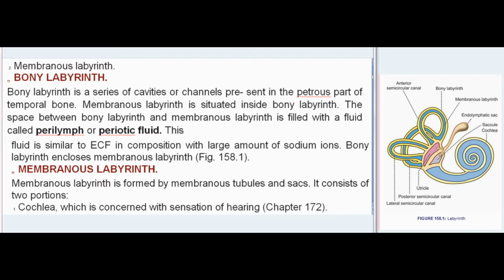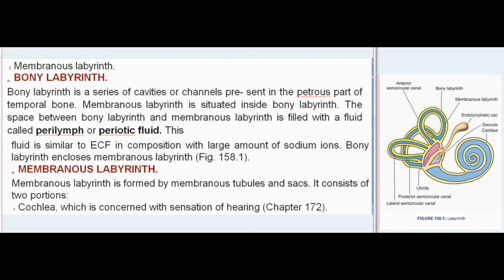The space between bony labyrinth and membranous labyrinth is filled with a fluid called perilymph or periotic fluid. This fluid is similar to ECF in composition, with large amount of sodium ions. Bony labyrinth encloses membranous labyrinth, Fig 158.1.